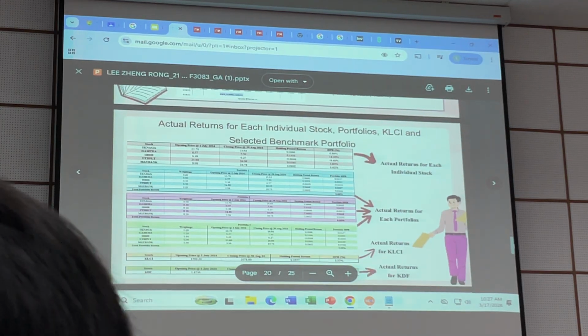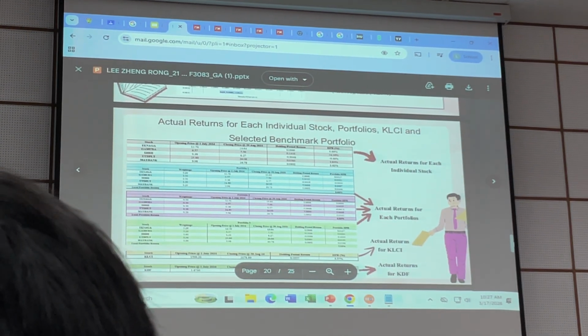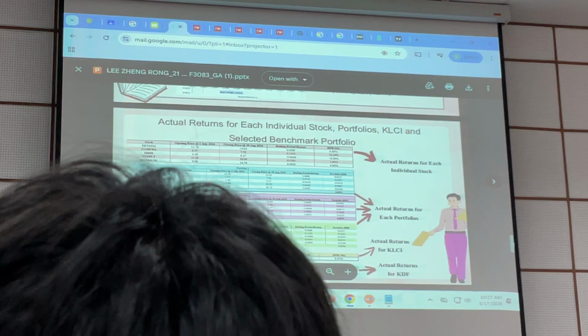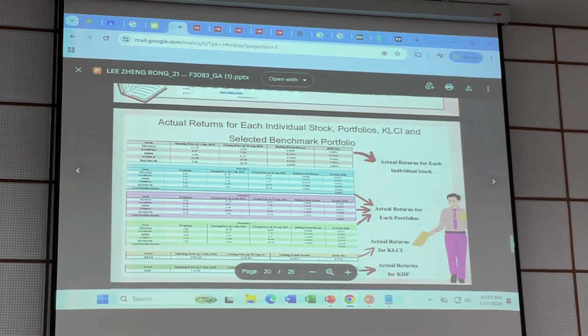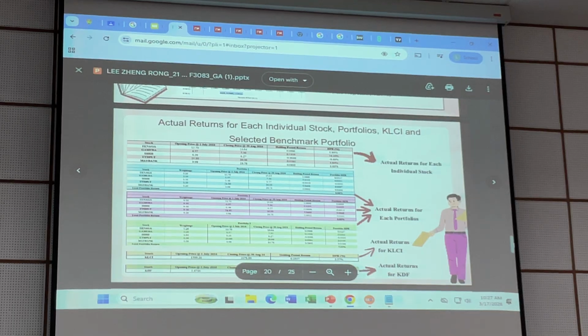And this one is an actual return based on 2 months. Yours is based on 3 months. So based on opening price and closing price, you need to compute the holding period return, HPR.